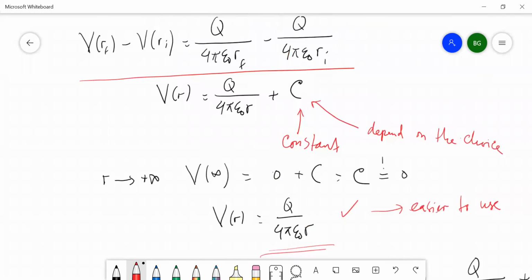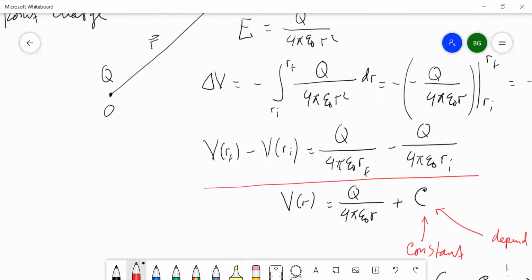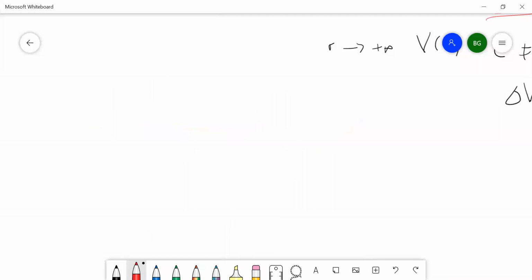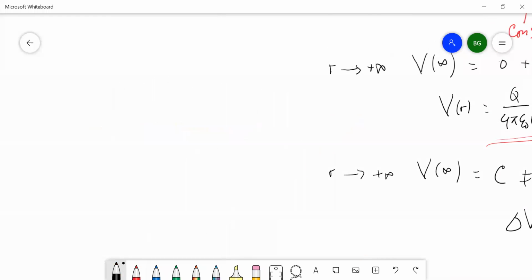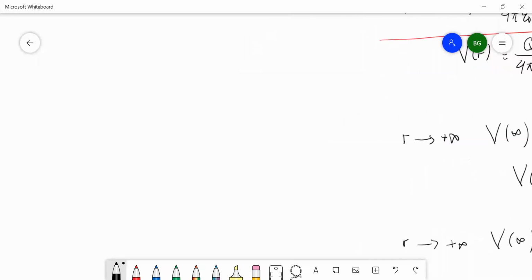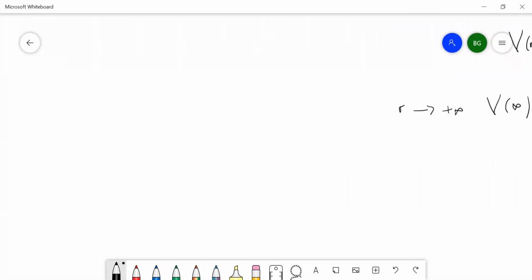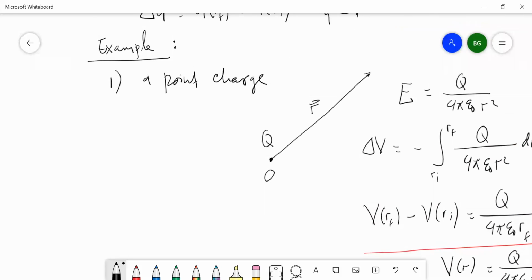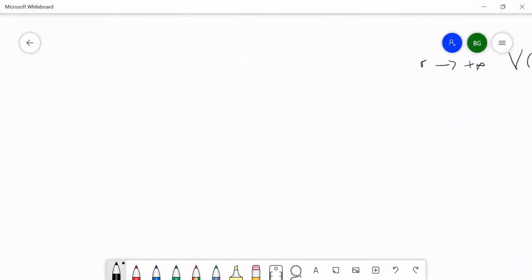So I will give you an example again. This also appeared in the examination maybe 2 years ago, something like that. Or, let's say you have a thin sphere, a charged thin sphere.